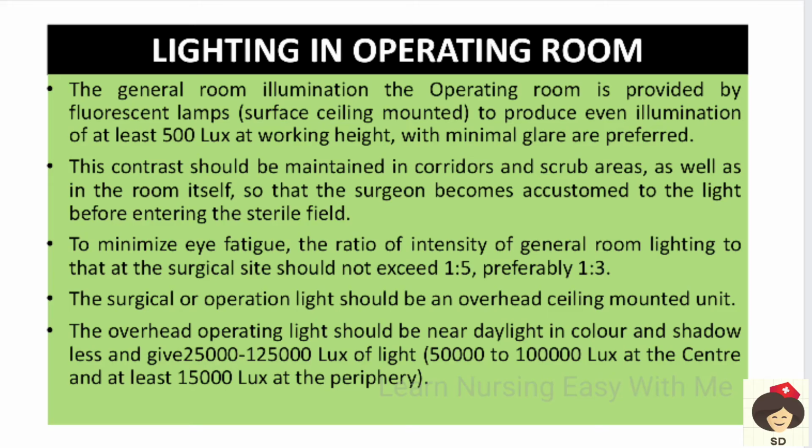Okay, and next is lighting. So there should be adequate fluorescent lamps present in the operating room. And also corridors, every area of the surgical suite should be adequately lighted. The intensity of the light should not exceed 1:5, preferably 1:3. And overhead ceiling mounted light should be there for easy visualization of the inside body parts. And the operating light should be near daylight in color and shadow free. So these are the measurements for lighting.